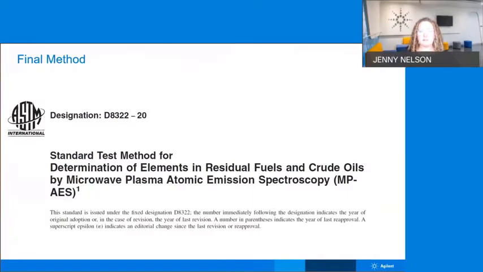So we did a lot of work, and I'll share that with you soon. But we were able to get this final method. So now there is an ASTM method using the MPAES for the determination of elements in residual fuels and crude oils. And that was all based off of the preliminary work that we did in those two Energy and Fuels papers that I just showed you. A lot of people know that we have an ASTM method, but aren't quite aware of the years of work that went into this method before we even started the ASTM process. So that was just a little bit of background, and we definitely have to thank our collaborators at Chevron for all their hard work.